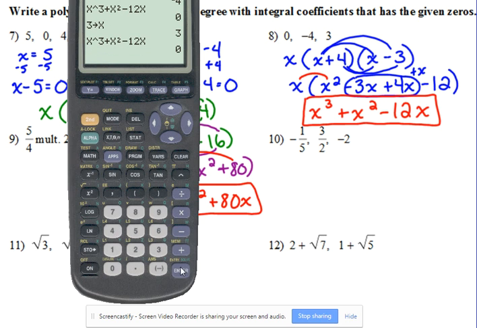Second enter. 3 checks out as well. 3 gives us 0 for an answer.